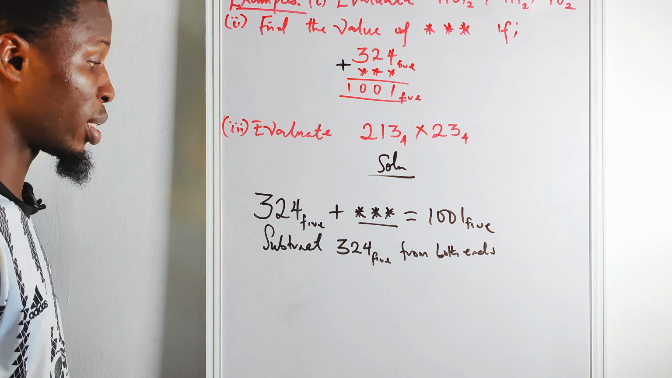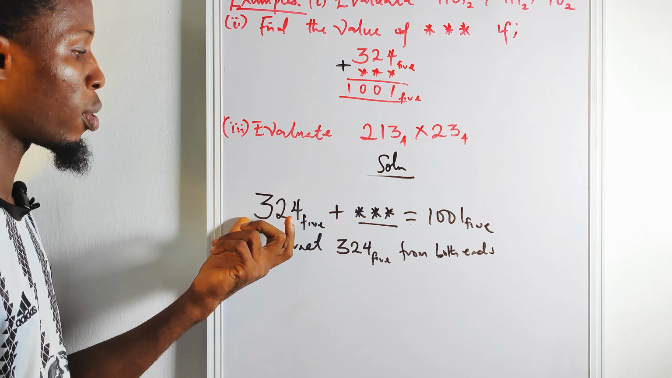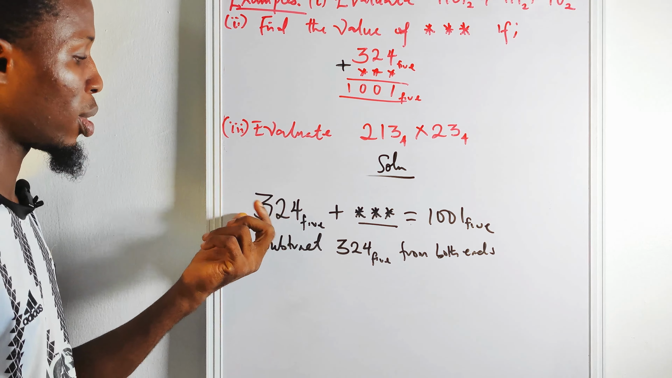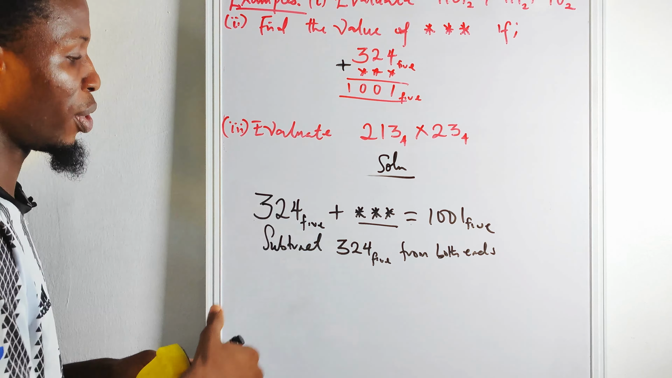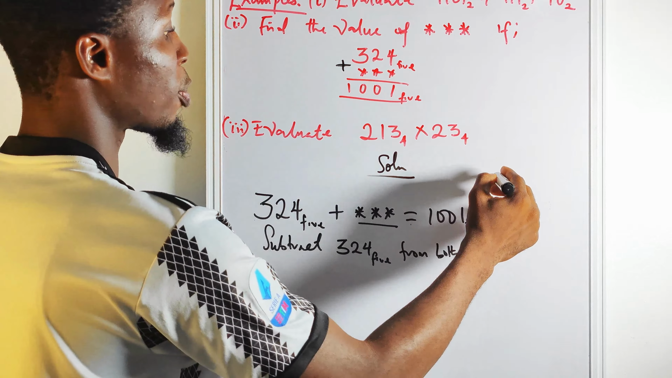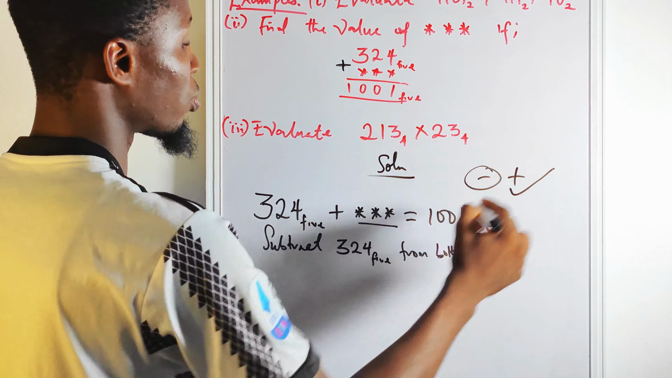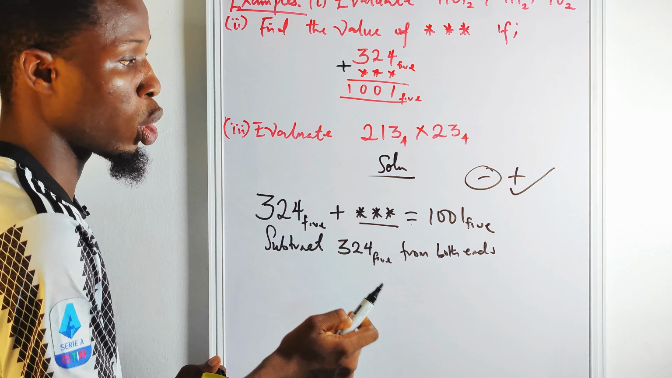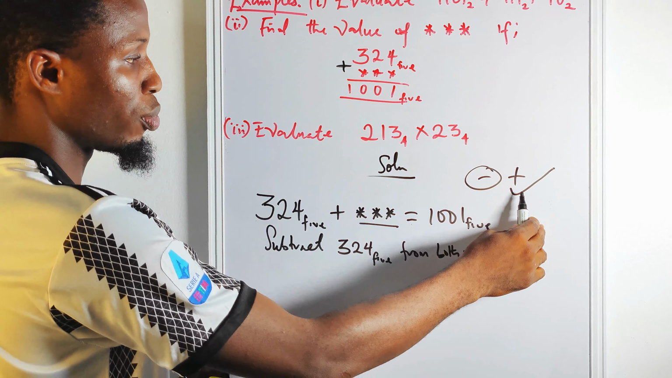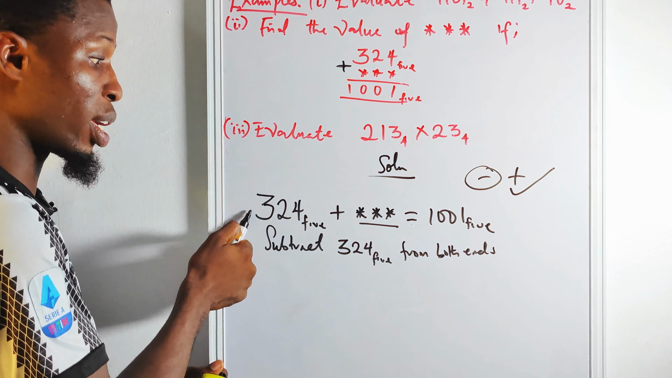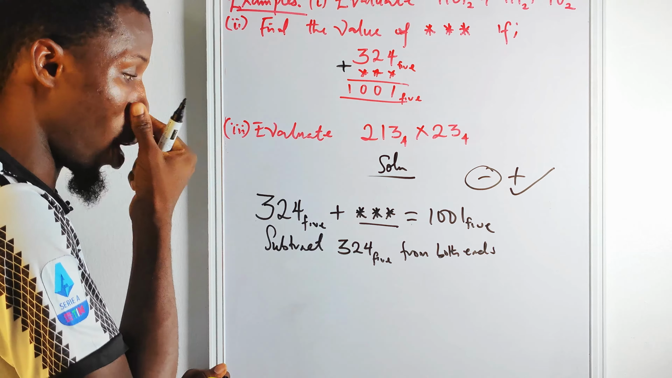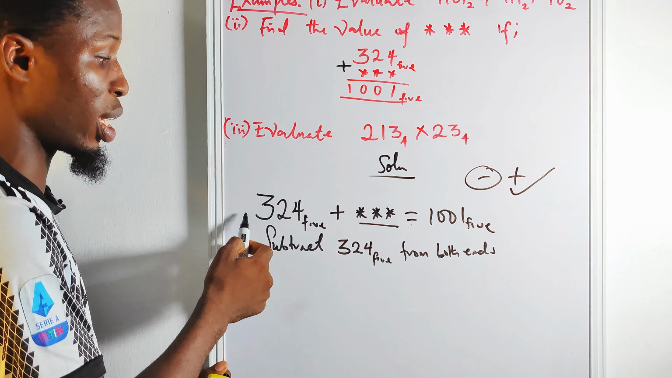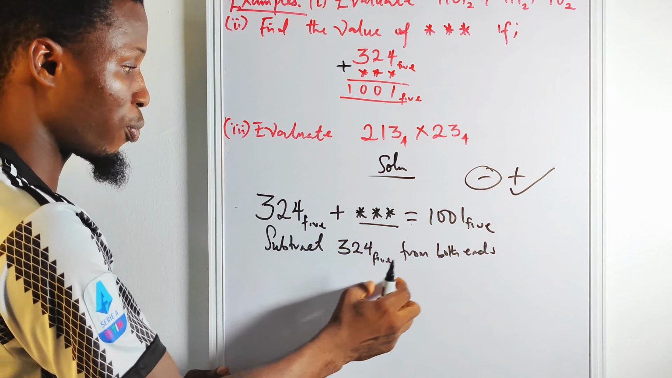Now the symbol of 34 here is plus. That is, it is positive. If it is not having the negative sign, then it is positive. If a number is not having the negative sign, then it is what? Positive. So since it is not having the negative sign, it is positive. So we are going to take the alternate of it, which is negative. So we subtract 34 from both sides.